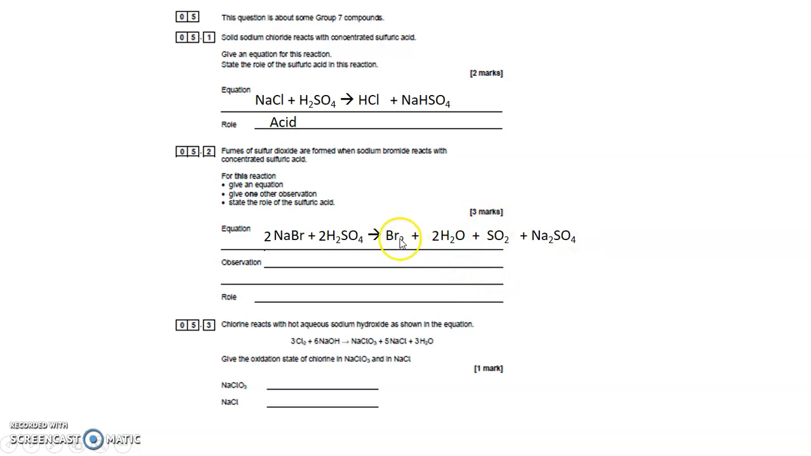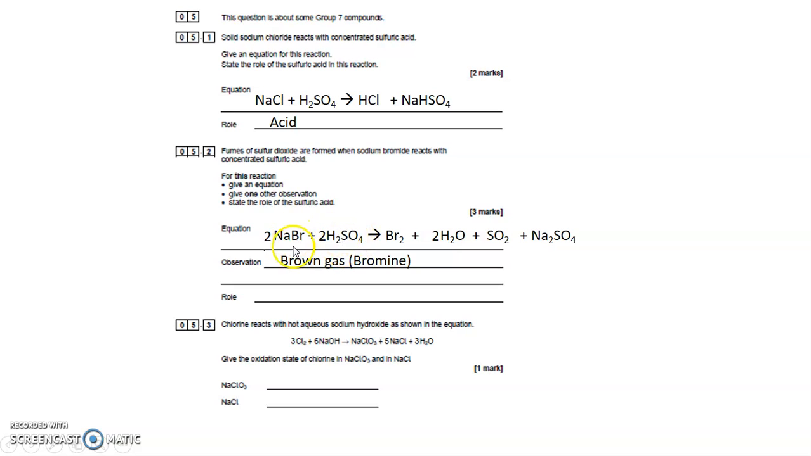Observation: bromine is a brown gas. It dissolves in water to make an orange liquid, but it's a brown gas when it's on its own. I suppose it might dissolve to give a bit of an orange solution with the water, but it's a brown gas essentially. So brown gas for bromine.